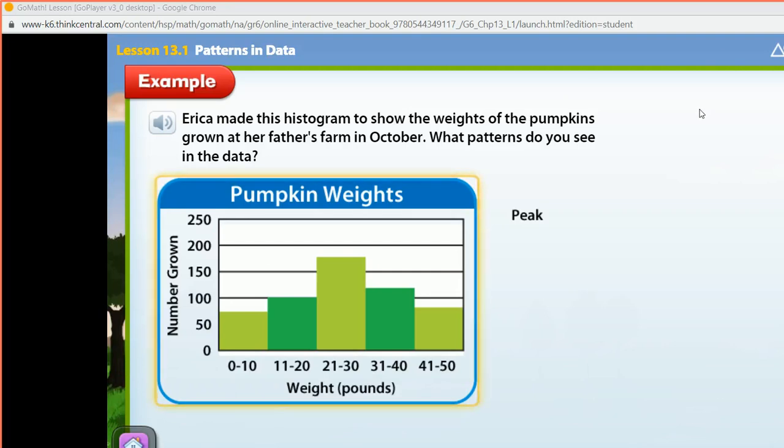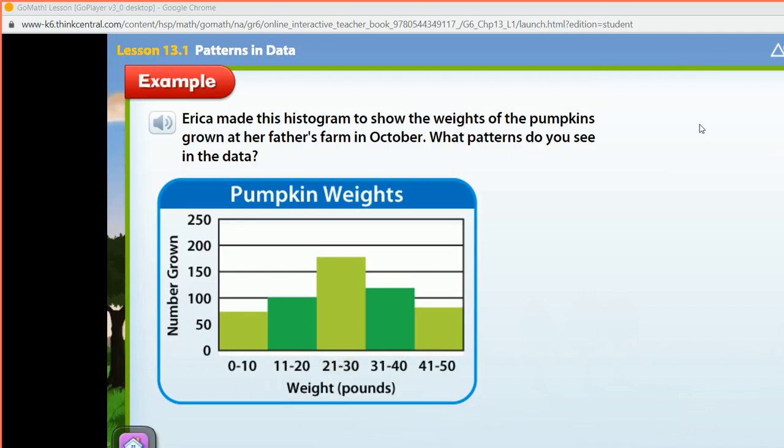Yes, there's a peak between 21 and 30. So the interval representing the greatest number of pumpkins is for weights between 21 and 30 pounds.